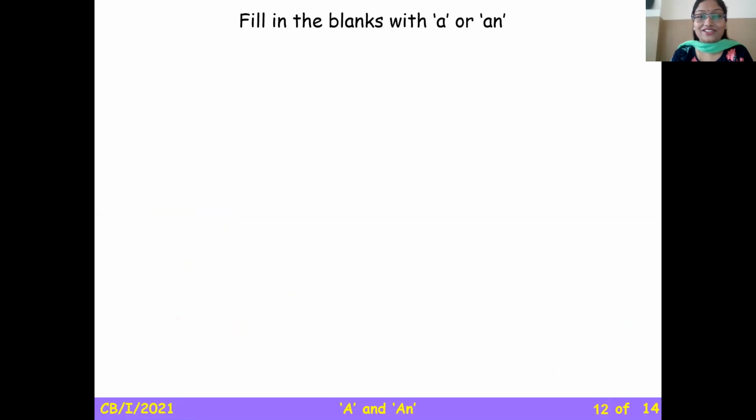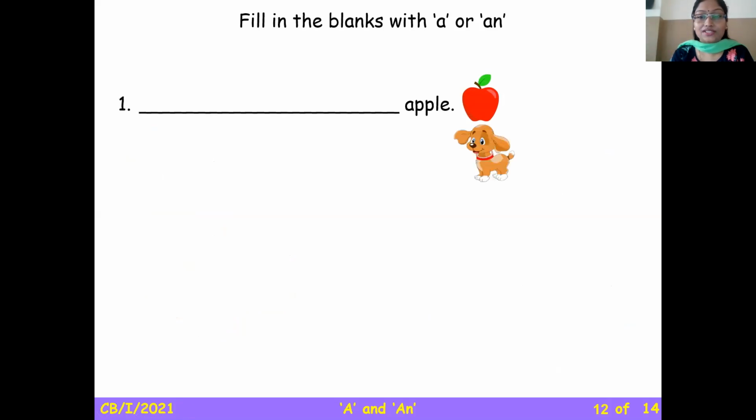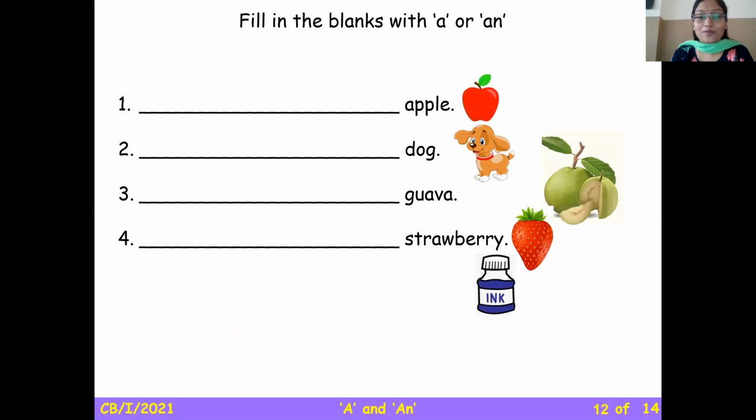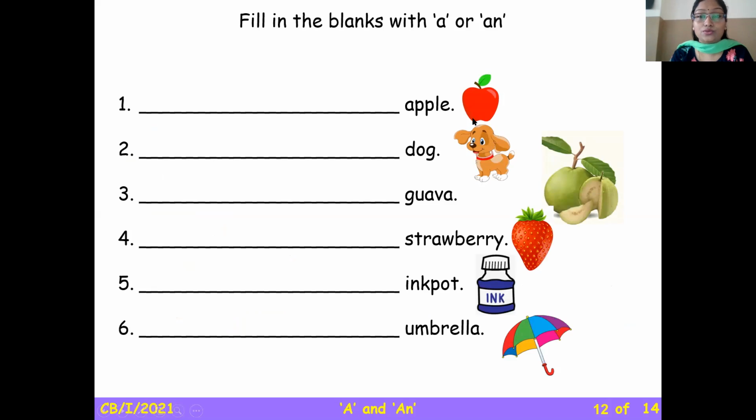Now children, fill in the blanks with a or an. First picture is an apple. Second picture is a dog. Next picture is a guava. Then comes a strawberry. Then an inkpot. Last one is an umbrella. Yes children, now we'll see what we'll use with the words. Is it a or an? I know you people know the answer. Now see what's there. An apple. A dog. A guava. A strawberry. An inkpot. An umbrella.